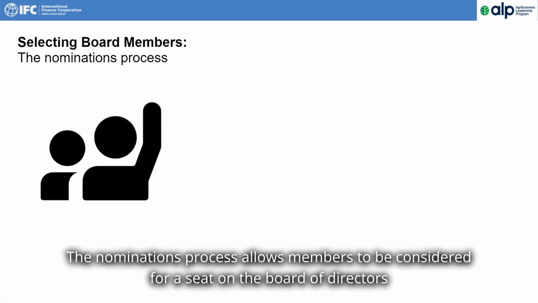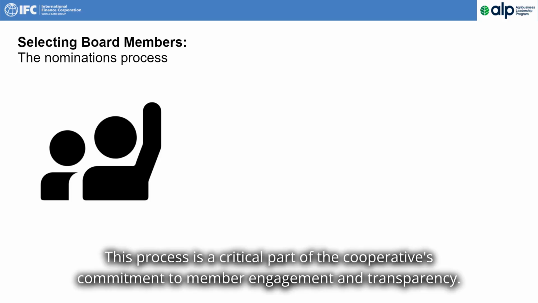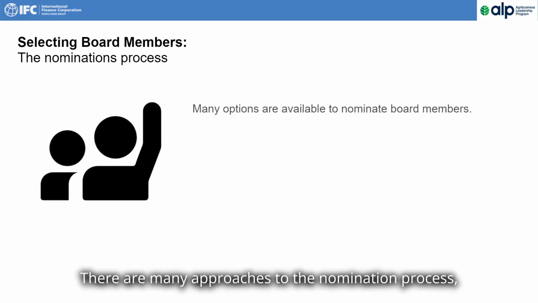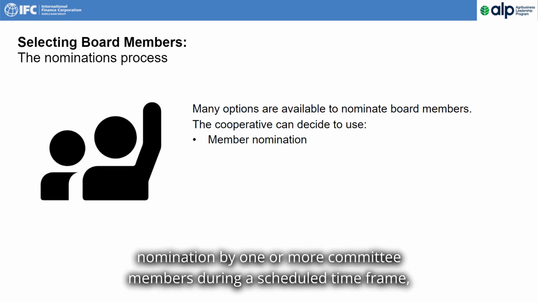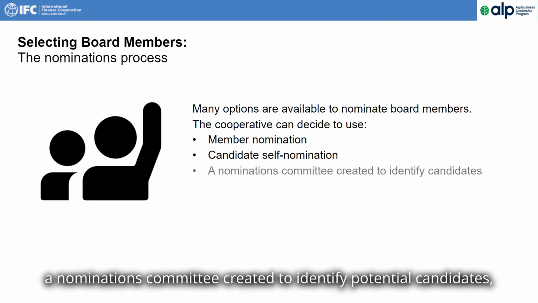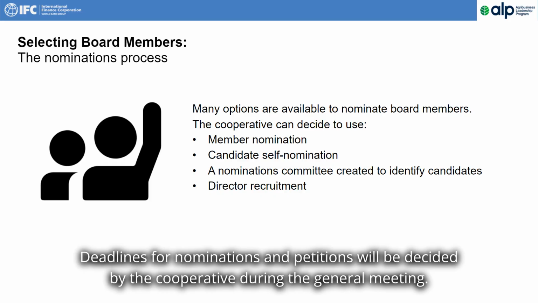The nominations process allows members to be considered for a seat on the board of directors and participate in important cooperative decisions. This process is a critical part of the cooperative's commitment to member engagement and transparency. There are many approaches to the nomination process, and a cooperative can decide to use one or a combination. They may include nomination by one or more committee members during a scheduled time frame, candidate self-nomination, a nominations committee created to identify potential candidates, and recruitment by a director. Deadlines for nominations and petitions will be decided by the cooperative during the general meeting.